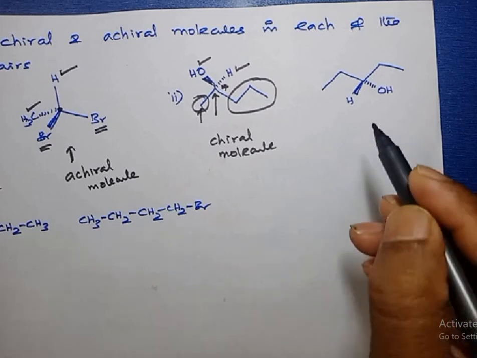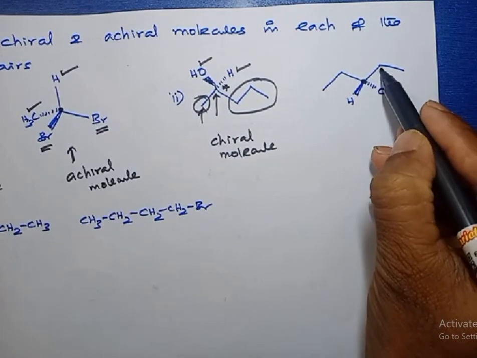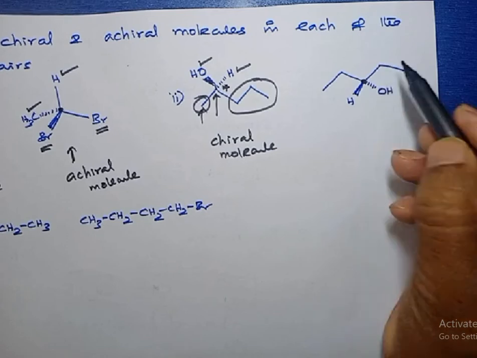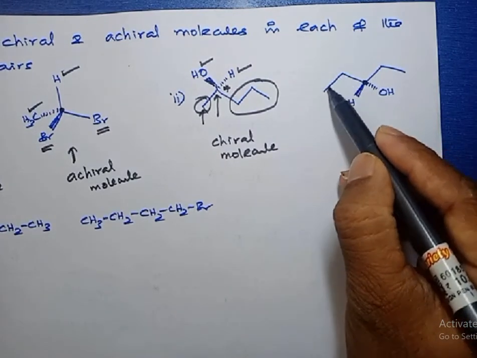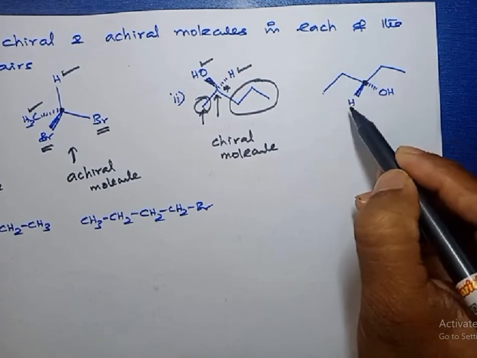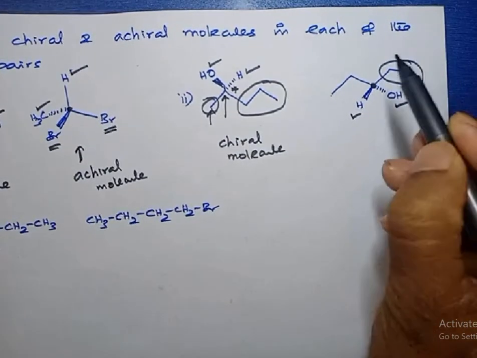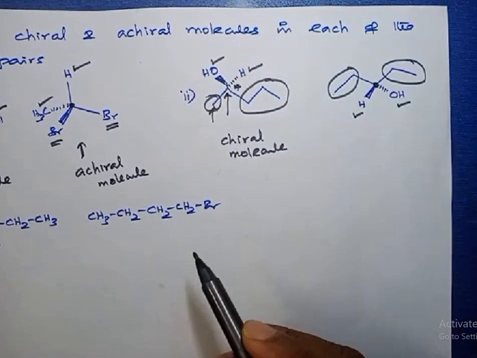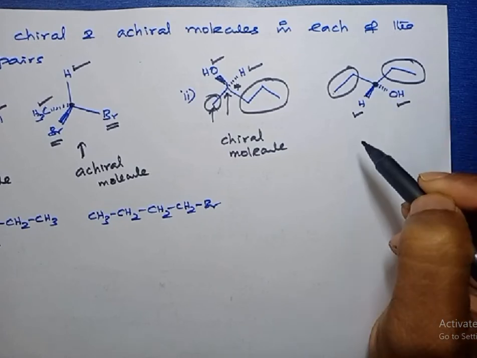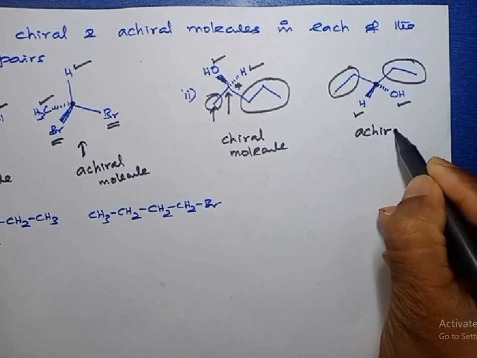Now see this molecule. I am going to focus on this carbon because this is CH2, this is CH3. Here we have two hydrogens, here three hydrogens, so it cannot be chiral. Similarly, this is CH2, this is CH3, so these two cannot be chiral. So we have to focus only on this carbon. In this carbon, we have one hydrogen, one OH group, which are different, and this is an ethyl group, and this is also an ethyl group. They are the same. This carbon is not a chiral carbon. Therefore, this molecule is not a chiral molecule. It's an achiral molecule.